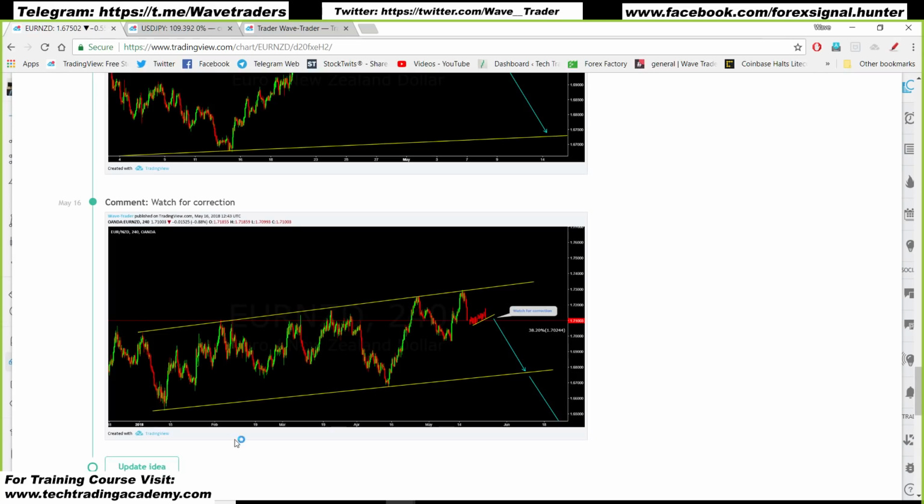I haven't updated after that, but if I see there is an opportunity for upside, if that wave is going to come, I will update that chart. Just keep an eye on the Euro New Zealand dollar chart.